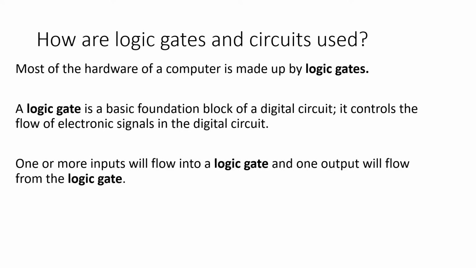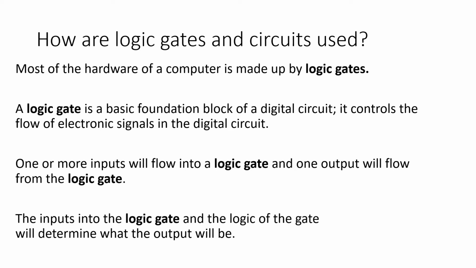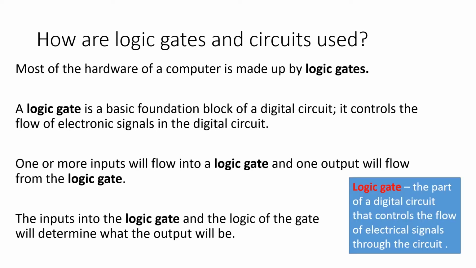So one or more inputs will flow into a gate, and only one output will come out of the logic gate. That logic gate will behave differently depending on what those inputs are. So the logic gate will not control the inputs that go in, the logic gate evaluates those inputs and then makes a decision of what the output will be. So key term for you, logic gate: the part of a digital circuit that controls the flow of electronic signals or electrical signals through the circuit.